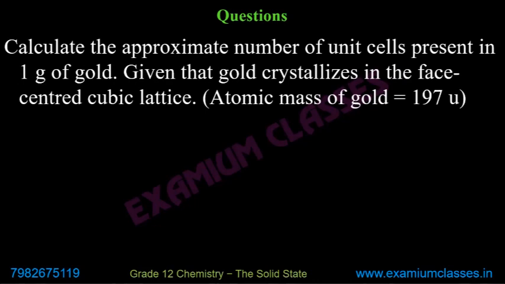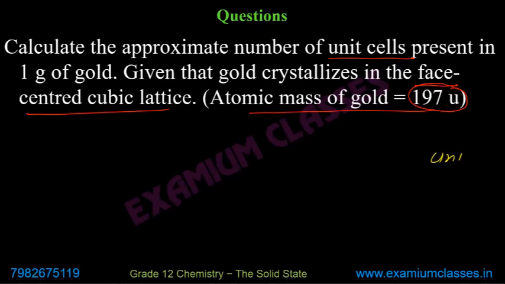Next question. Calculate the approximate number of unit cells present in 1 gram of gold, given that gold crystallizes in FCC, face-centered cubic lattice. Atomic mass of gold is given. How to tackle such questions? You have been asked to calculate the number of unit cells. So on the right hand side, you need unit cells. What is given? Mass of gold.